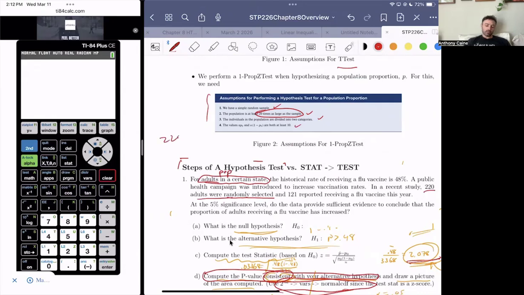And look, 220, I was doing a calculator, 220 times 20 is 4,400. Every state has at least 4,400 people in it. Okay. So is the population, adults in a certain state, at least 20 times as large as the sample? Yes. Okay, so that's satisfied. Are individuals in the population divided into two groups? Yes. Those who got the vaccine and those who didn't. Okay. That's how we get a proportion.